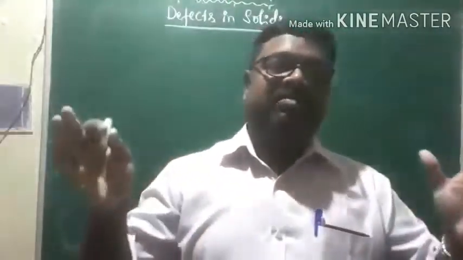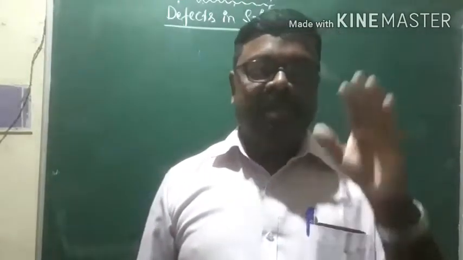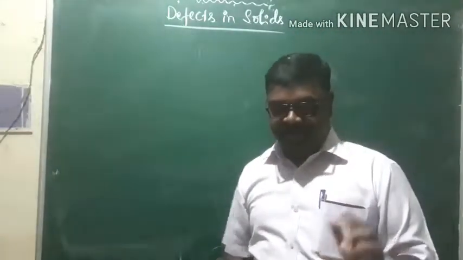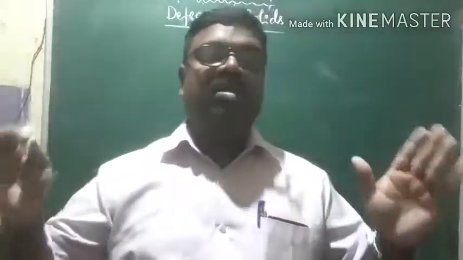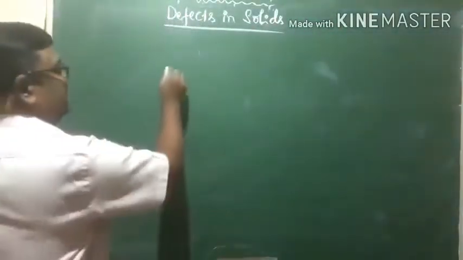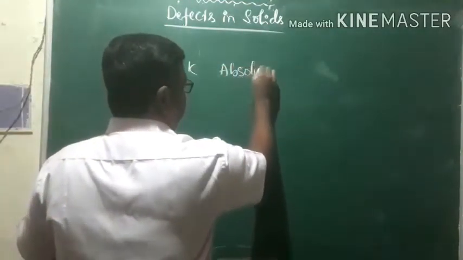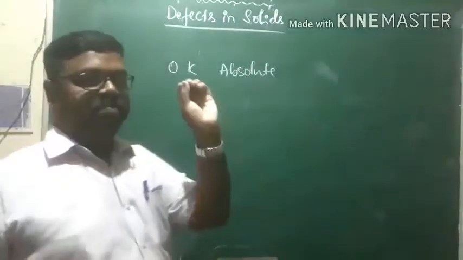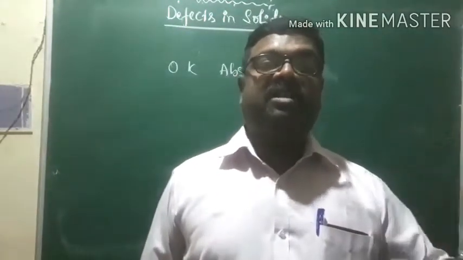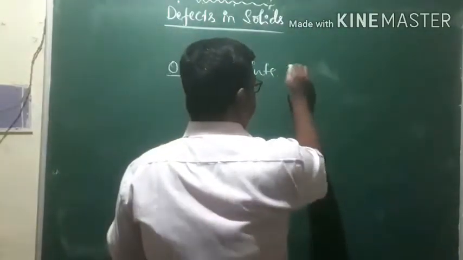Now, a perfectly ordered arrangement is observed in the case of crystalline solids, but there are some defects in crystalline solids. There are certain defects because a perfectly ordered arrangement of the constituent particles in all the crystals is observed only at 0 kelvin. That is what we call absolute zero. You can get a 100% perfect, ideal crystalline solid only at 0 kelvin. That is absolute zero, right?